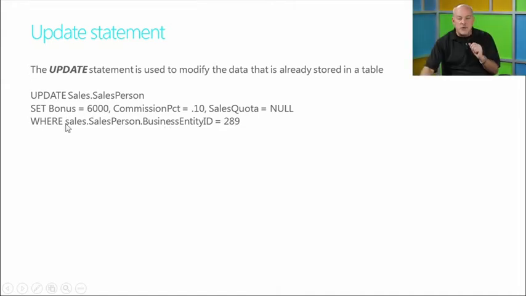That's a huge problem if you don't put a where clause on an update statement. If that where clause wasn't there, what would happen just now? Everybody would have gotten a $6,000 bonus, a commission rate of 10%, and a sales quota would have been set to null. That means they don't really have to work. That to me was what I call an RPE. Anybody heard of an RPE?